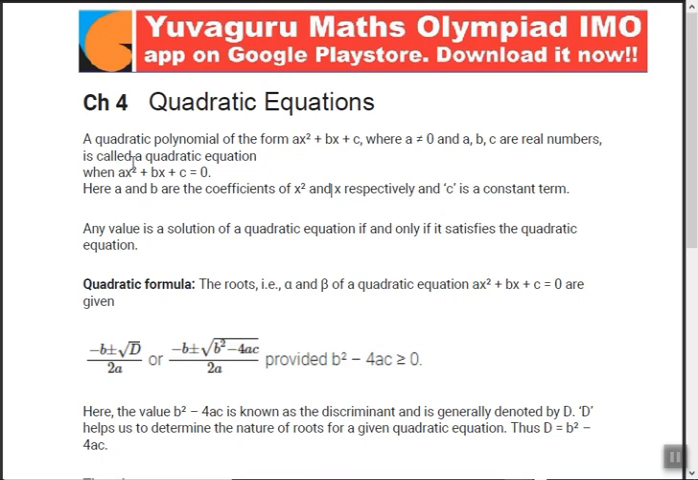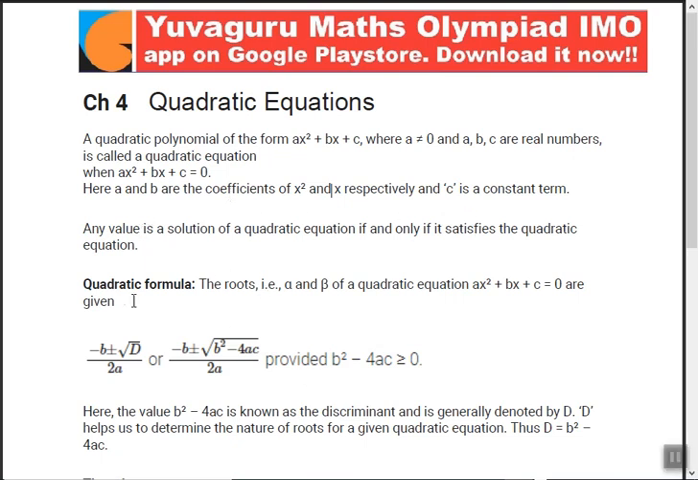Okay. Any value is a solution of a quadratic equation if and only if it satisfies the quadratic equation. Means what? Suppose I say 2x square plus 3x plus 4 equals 0, then what is the solution? Solution means I'll have to solve this to find x such that if I put the value of x in this 2x square plus 3x plus 4 equals 0, the answer should be 0. That is the meaning of this sentence.